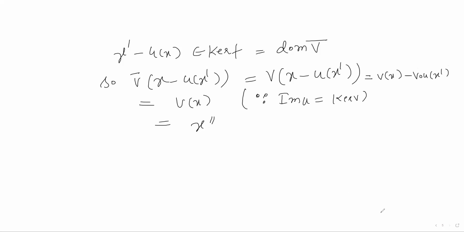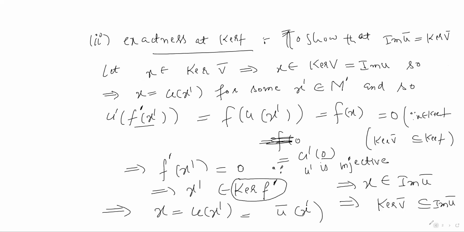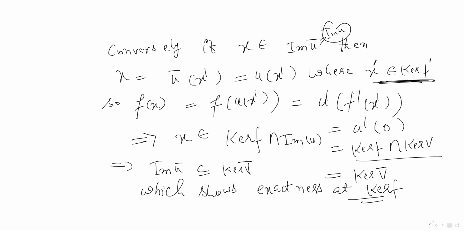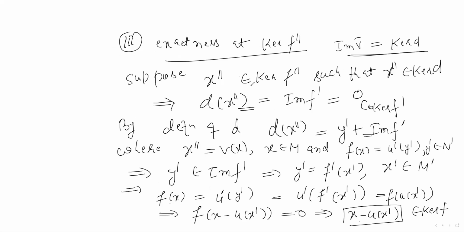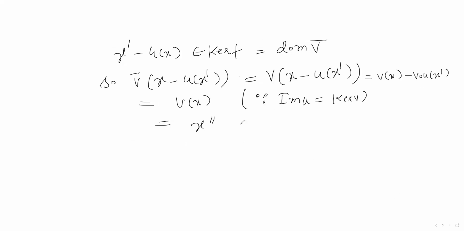ठीक है. So x double dash you chosen in what, kernel of d में. Now it lies in image of v bar. So this means x double dash belongs to image of v bar. So kernel of d is a subset of image of v bar. Okay.